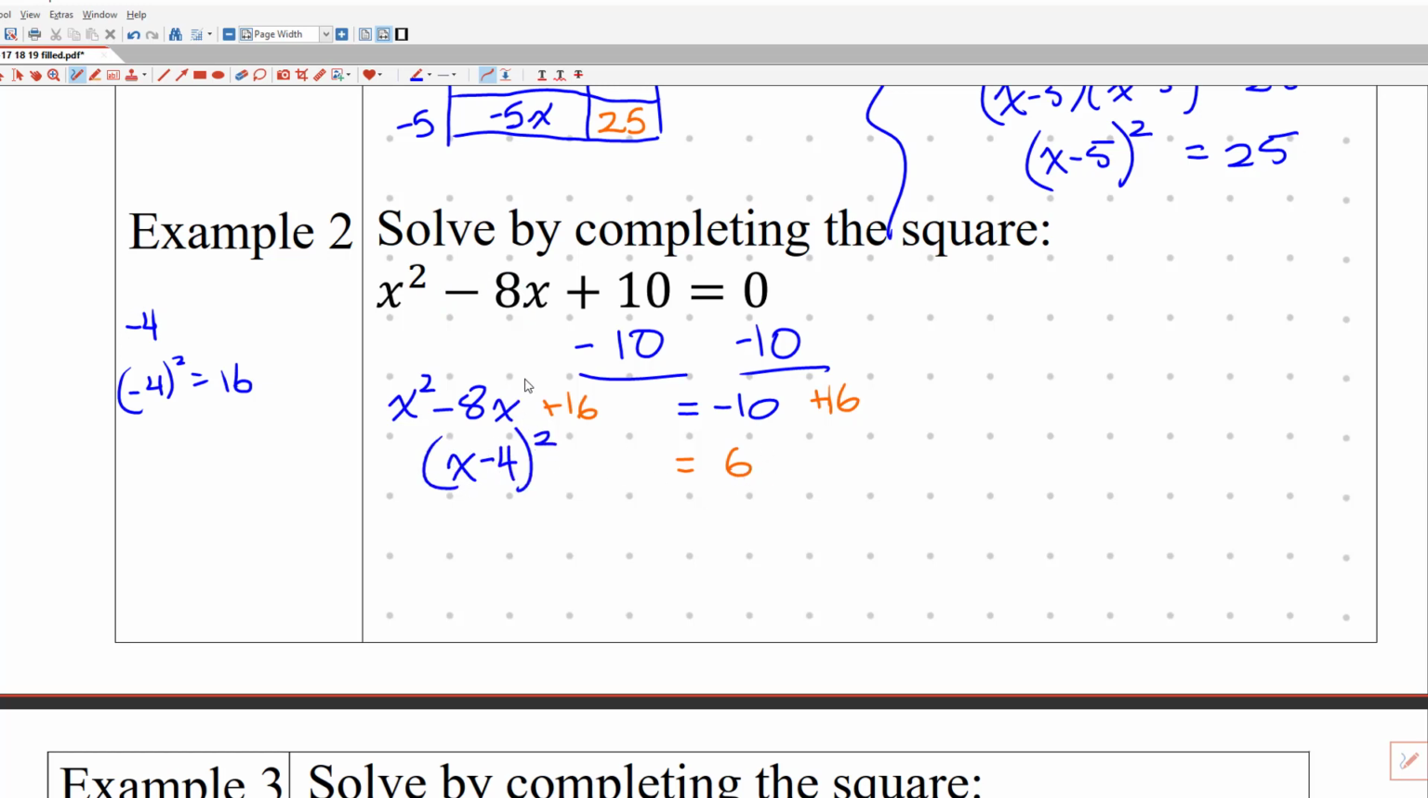X minus 4 squared is the same thing as x squared minus 8x plus 16. They are the same. If you FOIL this out or use the box method to multiply x minus 4 times x minus 4, you will verify that these two are the same. This is just a shortcut. It's the half of the b term. And then from here, you're done, right?